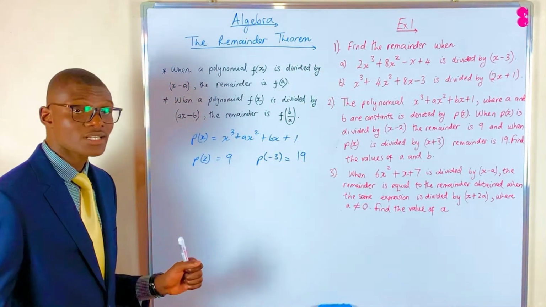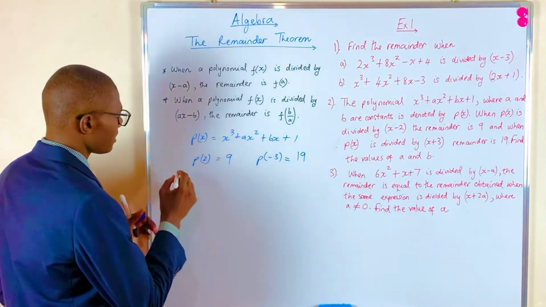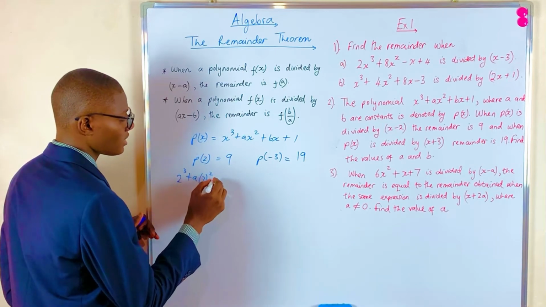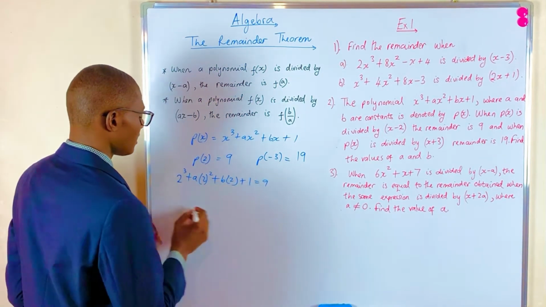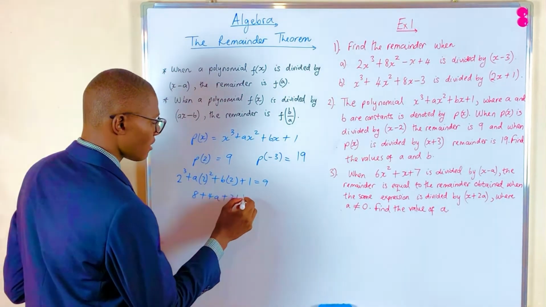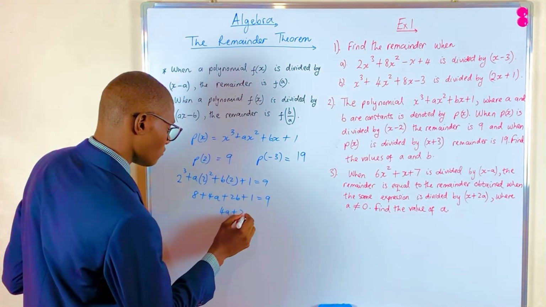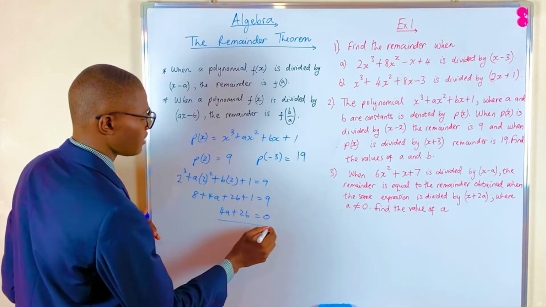So now let's do the substitutions. Let's start off with this one. P of 2 giving us 9, we're saying 2 to the power of 3 plus a times 2 squared plus b times 2 plus 1 should give us 9. Says that 8 plus 4a plus 2b plus 1 should give us 9. And 4a plus 2b would be equal to 0. So this is the first equation.